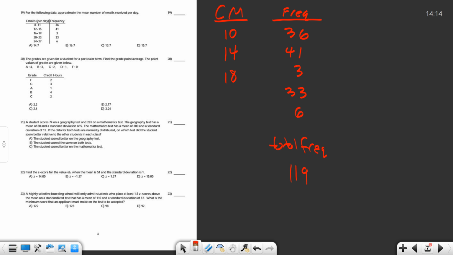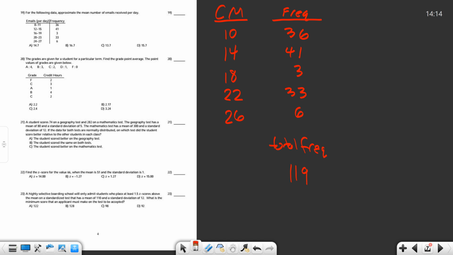And again, we say, okay, what's the next one? It's going to be 20 plus 24 divided by 2, which is 44 over 2, which is 22. So 22 emails per day, if we call that our class midpoint, happened 33 times. That's the frequency. And then finally, this last class of 24 to 27 emails happened 6 times. If you kept going, the next lower class limit would be 28, so it's 52 over 2, which is 26. So 26 is that class midpoint.